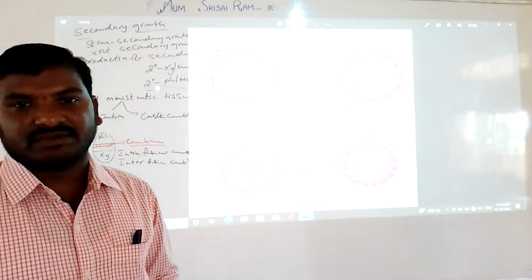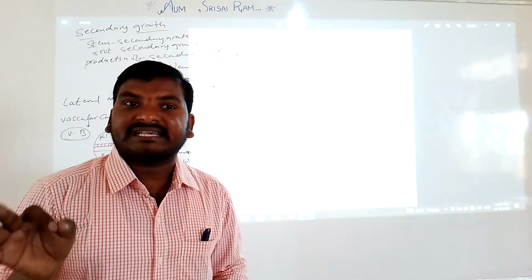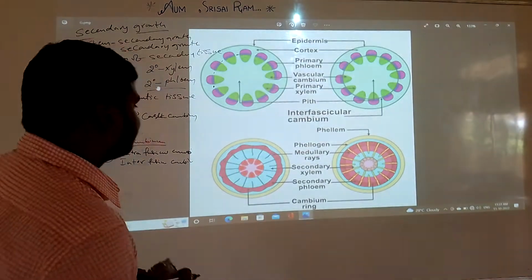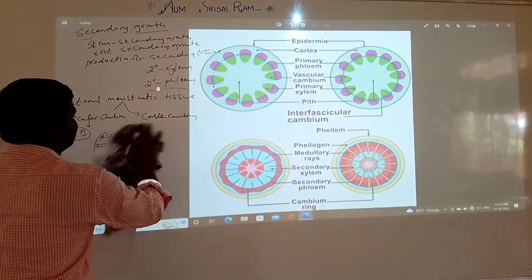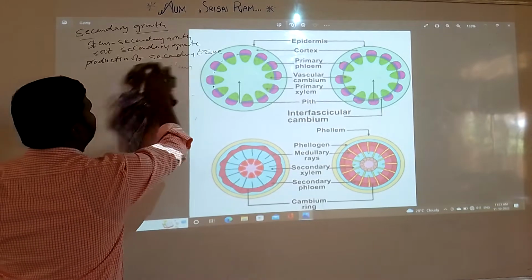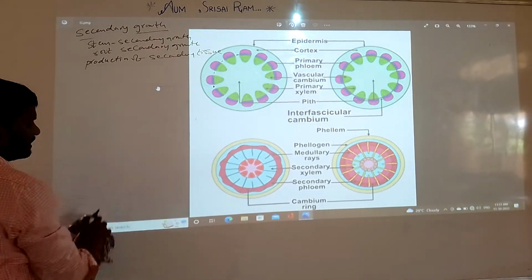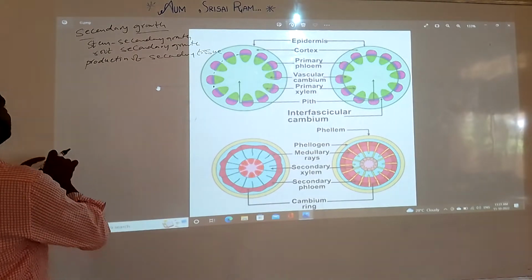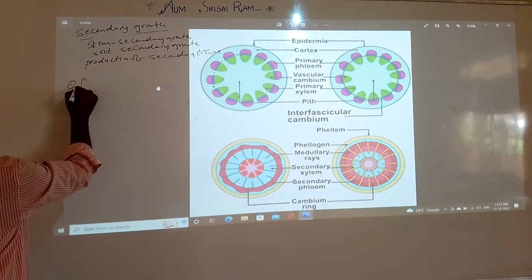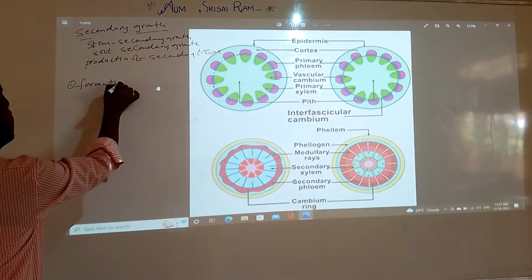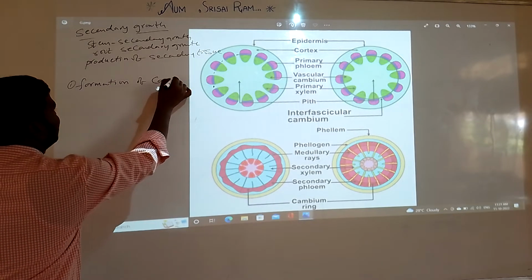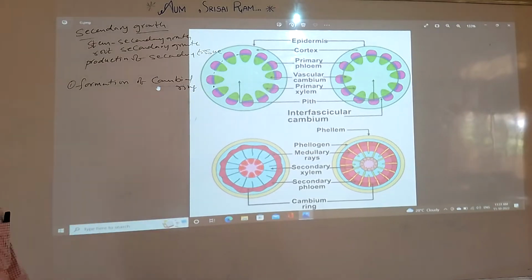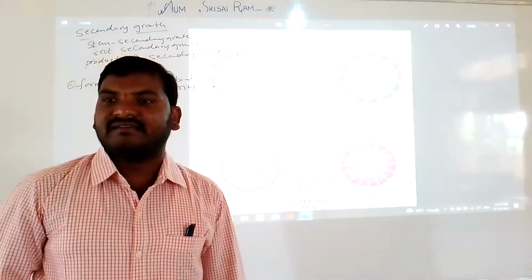How will the secondary growth happen? Secondary growth is possible by step-by-step events. The first one is the formation of the cambial ring. What is the first step? Formation of the cambial ring.